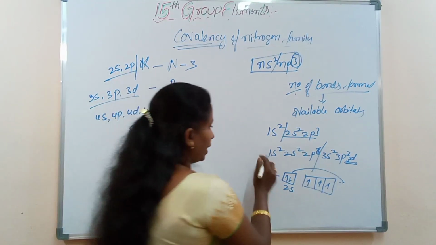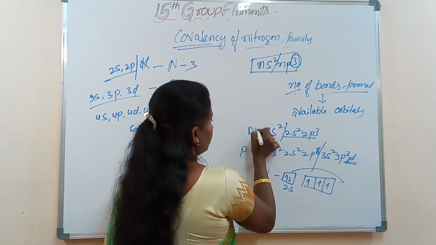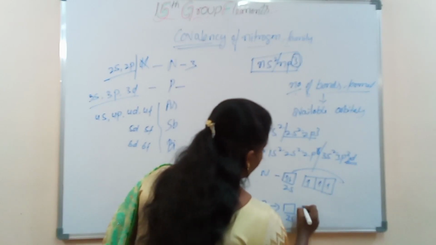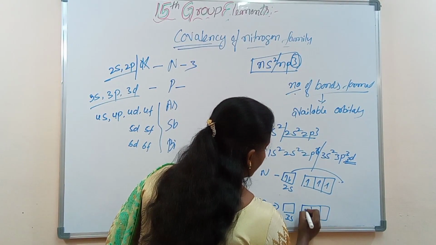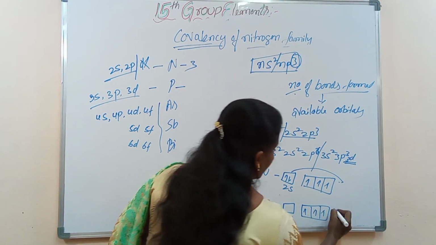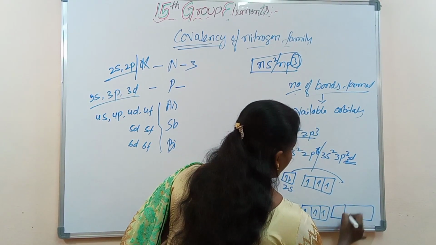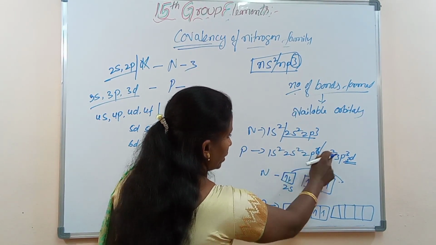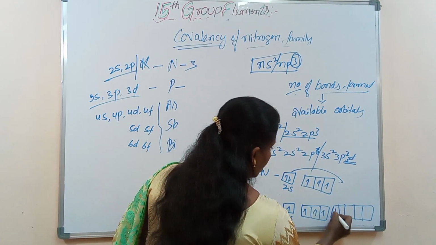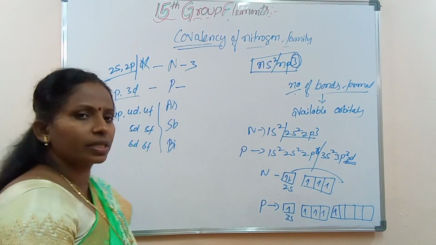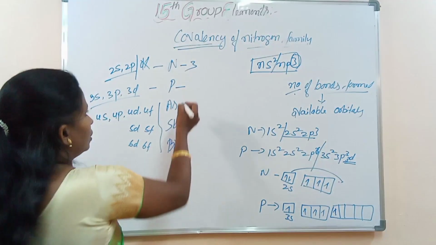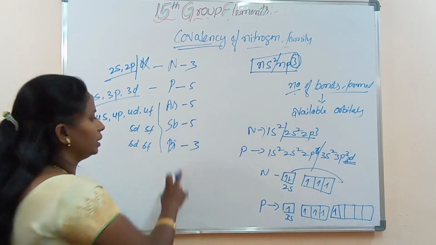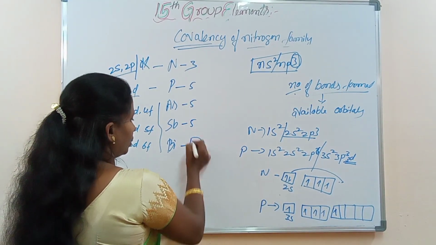But in the case of phosphorus, vacant d orbitals are there, after the 3s and p orbitals, 5 d orbitals. So it can shift one of the 3s2 electrons to a d orbital, and thereby it can extend its covalency. Here it is 5, here also 5, and here also 5, but for bismuth it is 3 because of the inert pair effect.